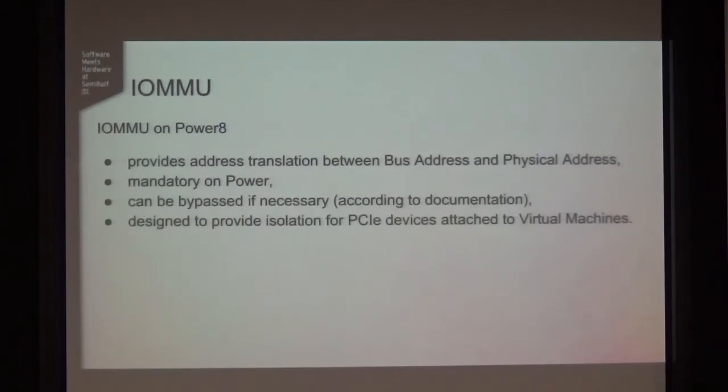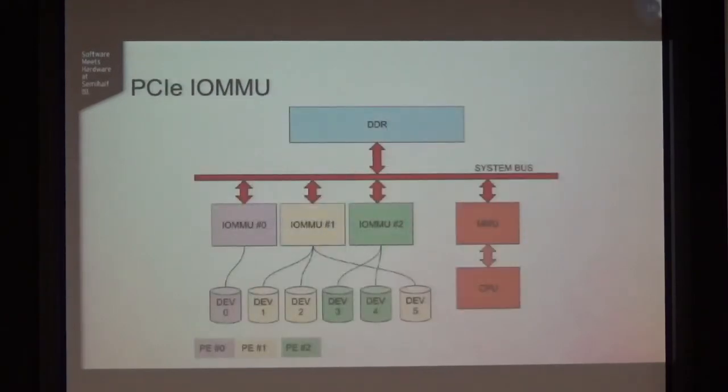That was what I was thinking since the work for POWER8. Apparently on POWER8, it's required to be enabled by default because without IOMMU, the PCIe doesn't work at all. This is the example of how the POWER8 works internally. We have DDR, which is the system memory, accessible by a system bus. We have a CPU and we have the MMU.